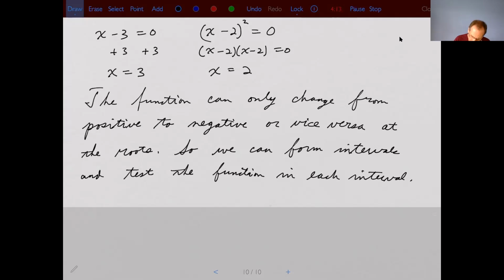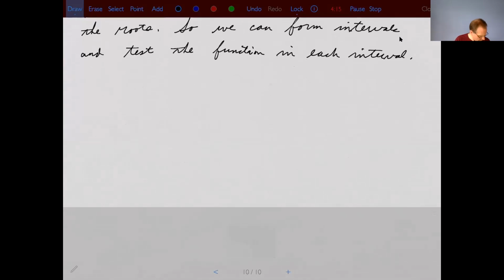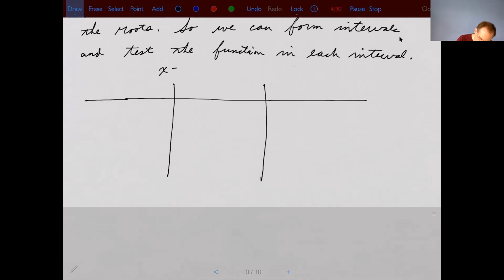Okay, so for this example, let me make a little table here. Right, so the roots were x is equal to 2 and x is equal to 3. So if we have two particular roots, we're going to have 3 intervals, right? One possibility is what happens when x is less than 2? What happens when x is between 2 and 3, so when it's greater than 2 and less than 3? And then what happens when x is greater than 3? So those are our 3 intervals.